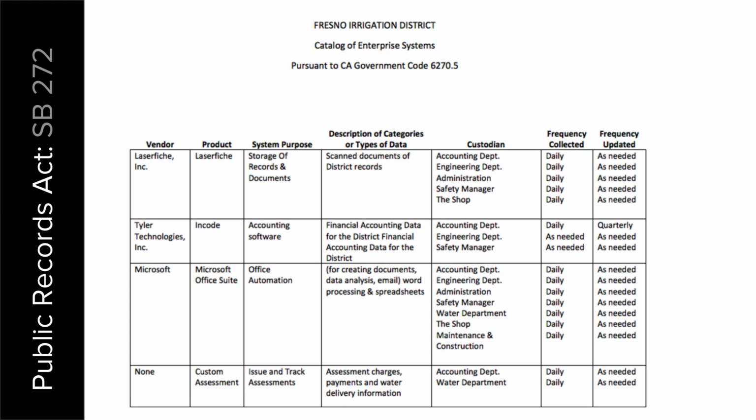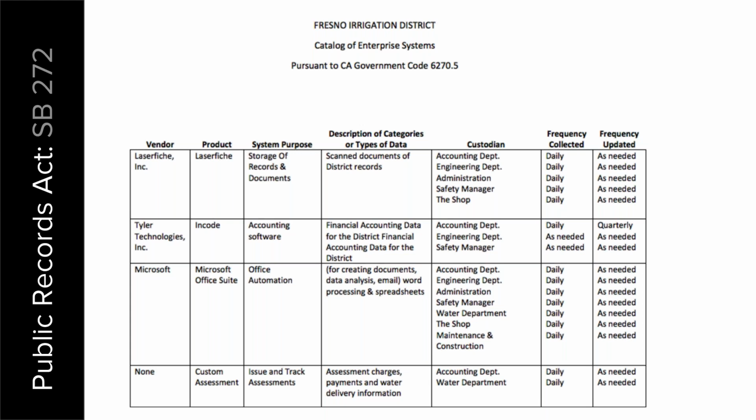So, one of the things we've been telling people is when it comes to SB272, trying goes a long way. As long as you're trying to do your inventory and trying to get it up on your website and you're making an attempt, I really don't think you're going to get in any trouble. There are some exemptions for security things.